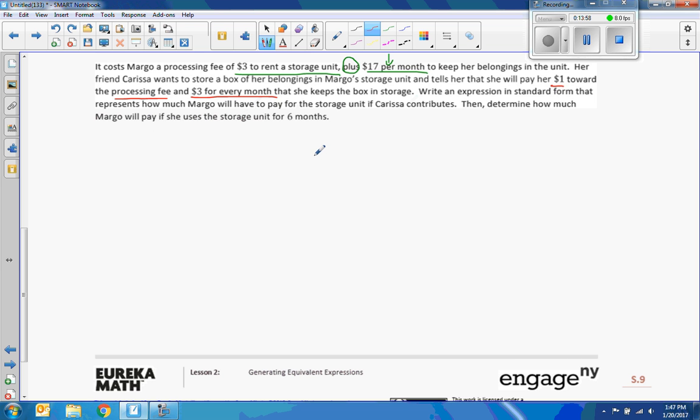Okay, so these word problems can get a little tricky, but you just have to be careful and work through them slowly. Alright, so we need to represent the number of months that the storage unit is rented. Okay, so it's $17 per month. So if M is 1 month, 1 month would be $17, and if there are 2 months, 17 times 2 is $34, and so on. It costs her a processing fee of $3, so it's 17M plus $3.